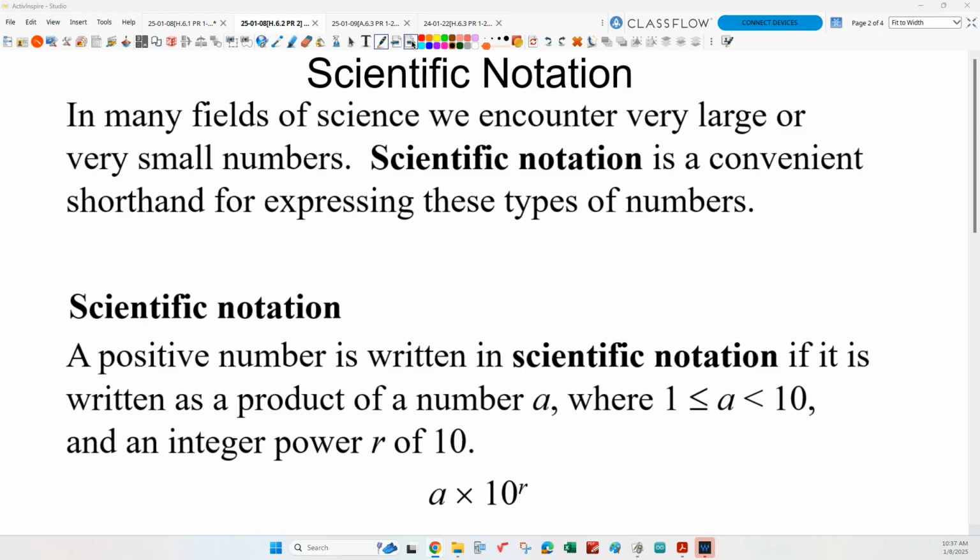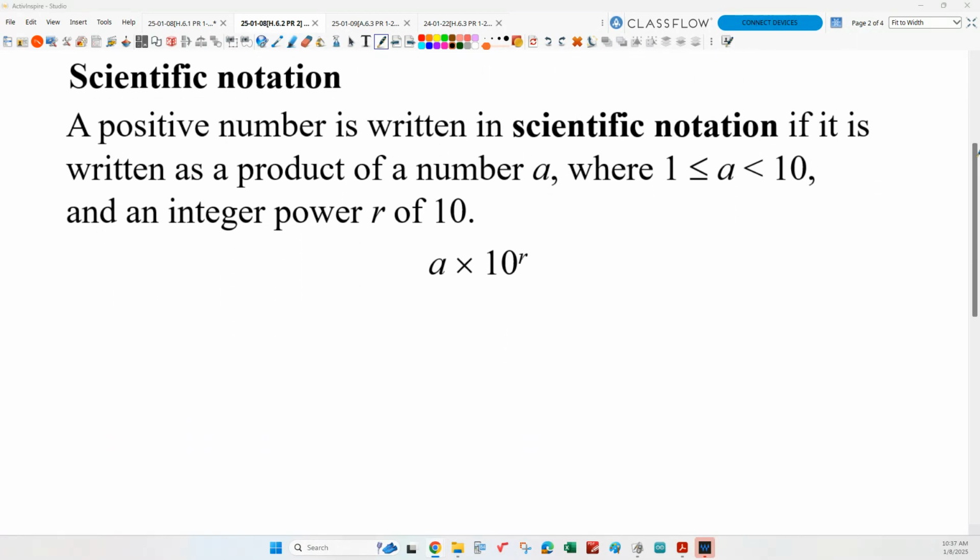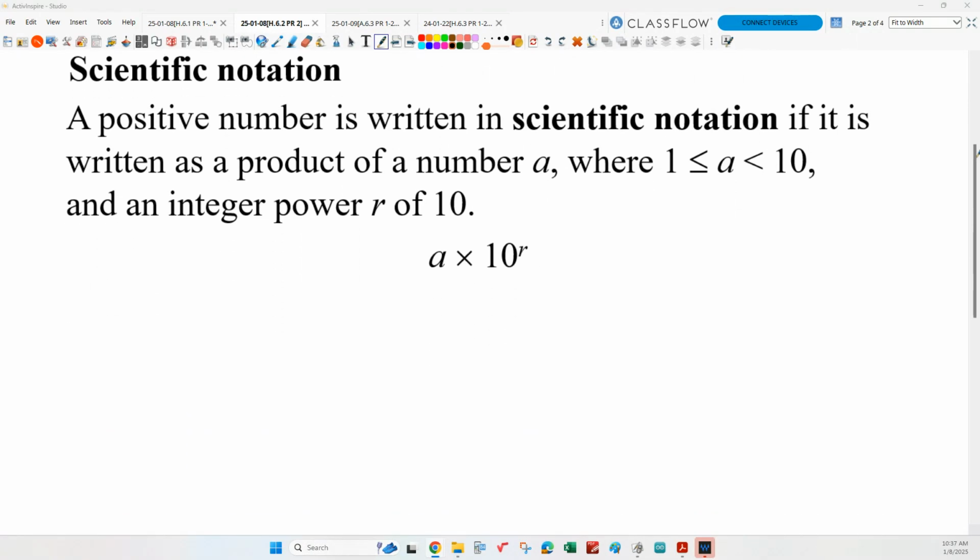Okay, and you can stop me if this is just too redundant and I'm just wasting your time. So remember, scientific notation is always written in this form. It's written as some number times 10 to a power, right? A times 10 to the R, where A we'll just call the number that sits out front. So what are the characteristics of scientific notation? The number could be positive or negative, but the absolute value of A has to be greater than or equal to 1 and less than 10.